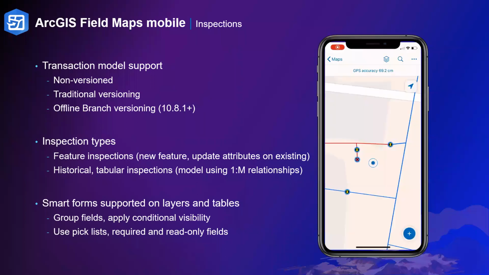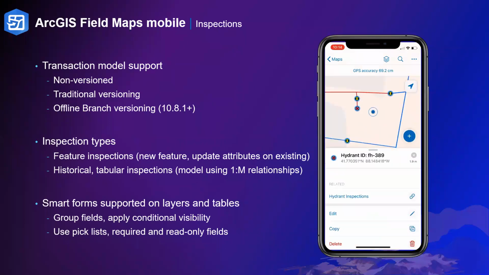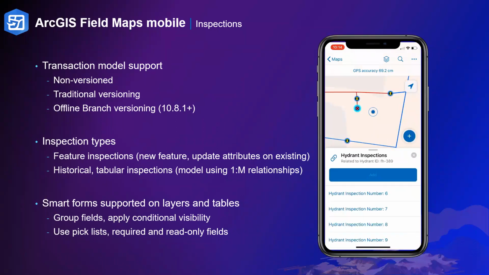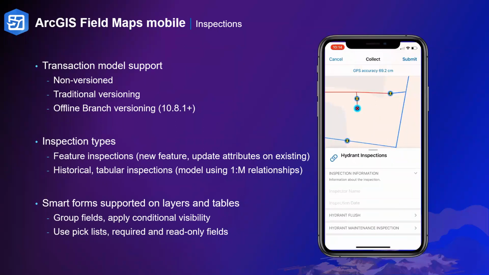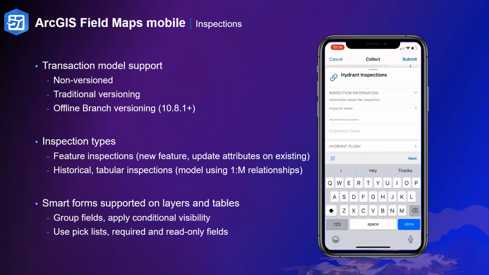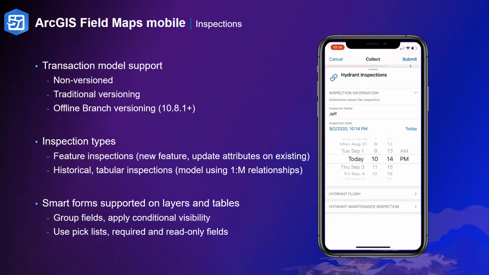Also supporting feature inspections, or one-to-many relationships. I've got a hydrant and I've got a flushing table. So I've got like 17 flushing records for a specific hydrant. And then I've got inspection records that I might want to put in there as well. So you can see that in a little animation. That all works out great.